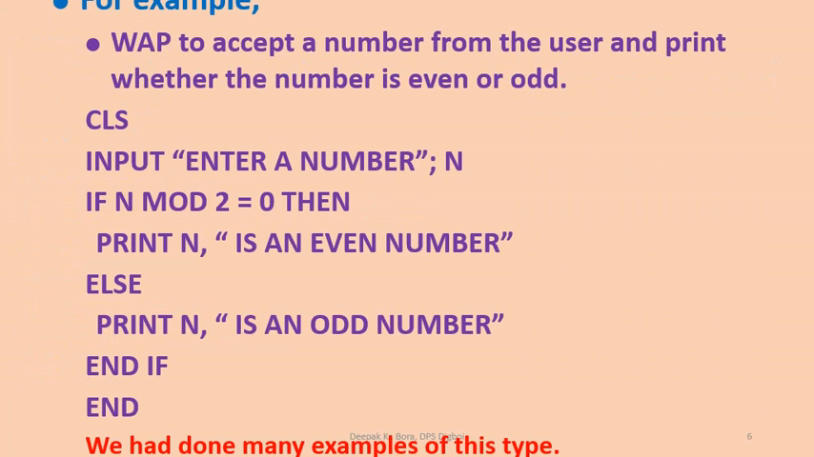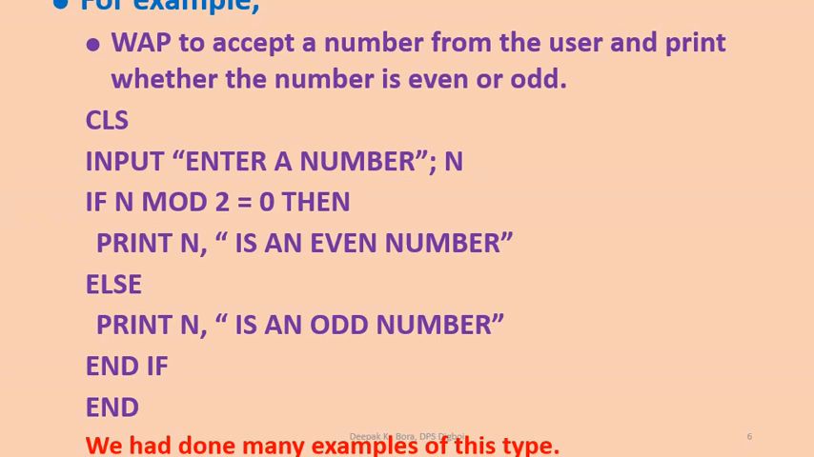The question is: write a program to accept a number from the user and print whether the number is even or odd. The program goes like this: CLS, then we accept a number, the variable is n. Now we are dividing n by 2 and getting the remainder, because the operator that we are using is mod. Mod returns the remainder. So the condition is: if n mod 2 is equal to 0, meaning the number n is divisible by 2, then we will get the remainder 0.